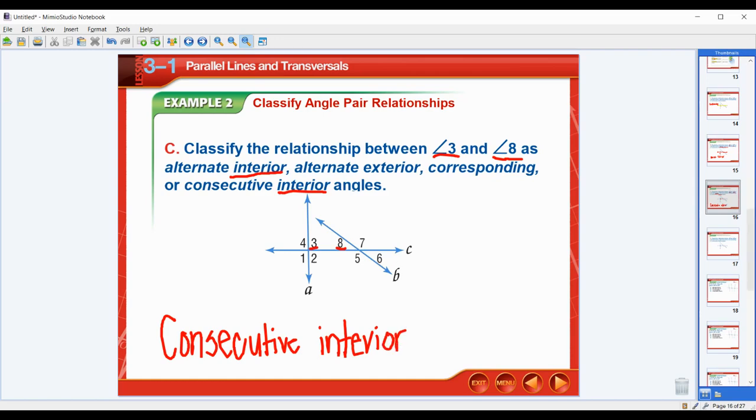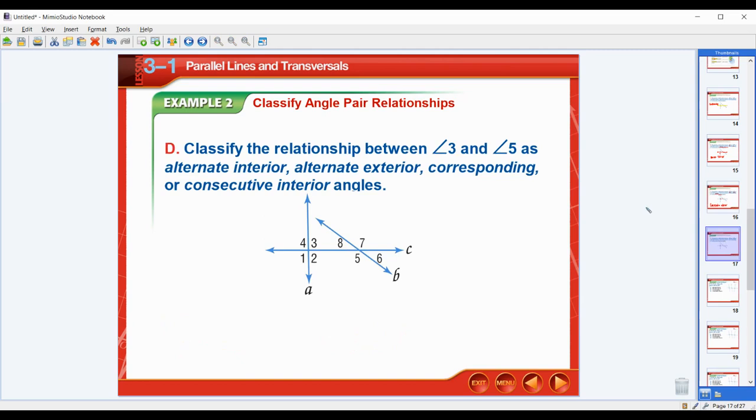So these are consecutive interior. Next one here. Angle 3, angle 5. So angle 3, it's on the interior. Angle 5, also on the interior. So we know it's going to be something that involves interior angles.